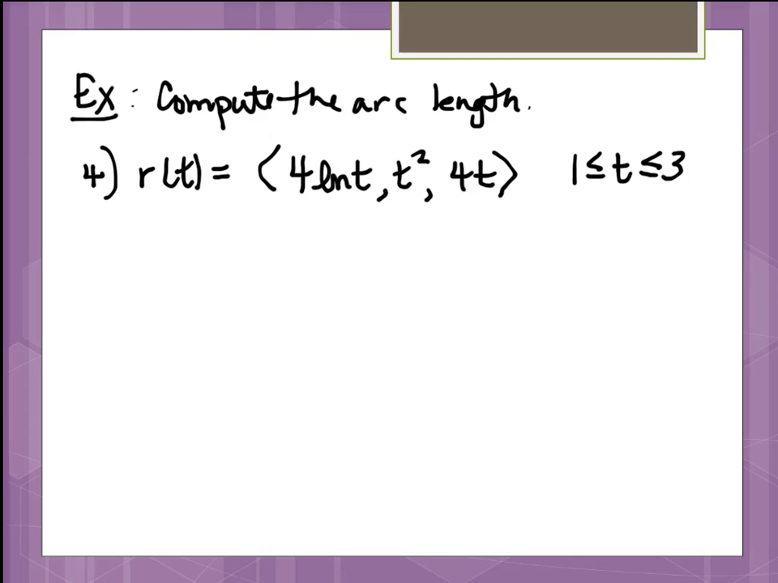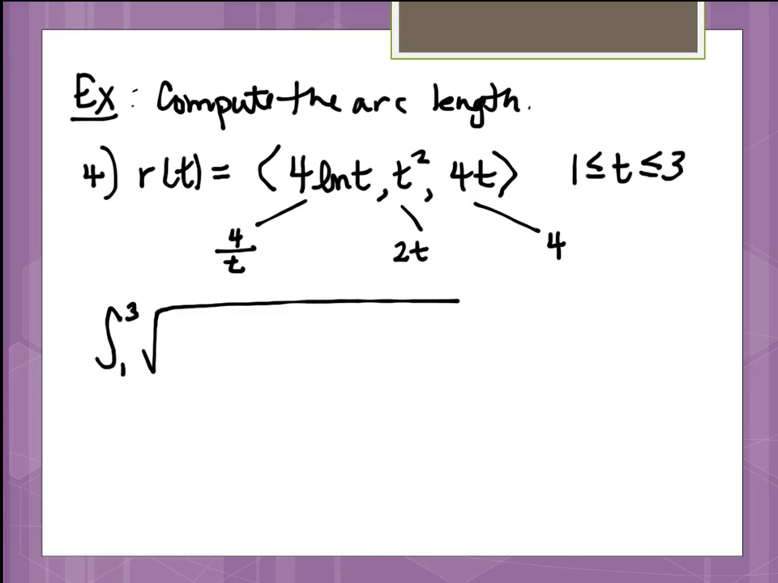We need some derivatives, so let's write out the derivatives before we put them into pieces. What's the derivative of the first component? 4 over t, or 4 times 1 over t. What's the derivative of the second component? 2t. And the last component? 4. Okay, so we're going to do an integral. What are my limits of integration? 1 to 3. And we're supposed to take the square root of each of those derivative components squared. So I have (4 over t) squared plus (2t) squared plus 4 squared.